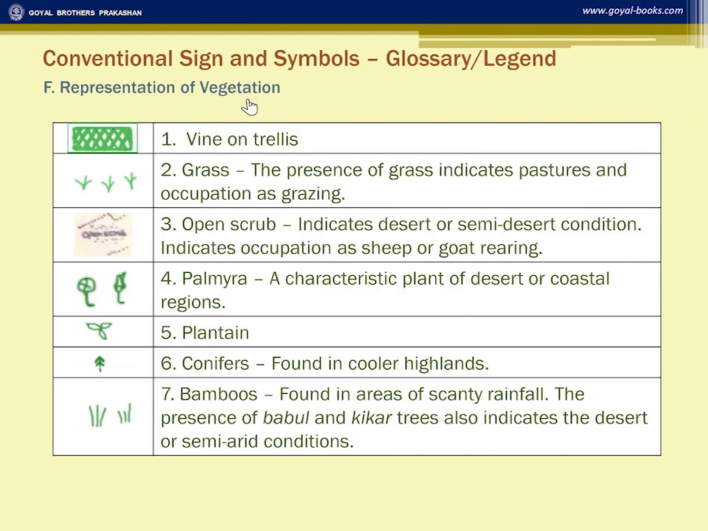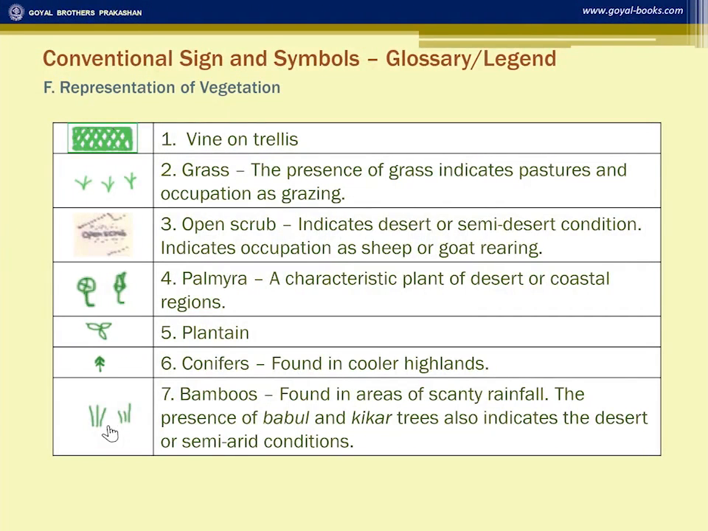Now we come to the vegetation. Vegetation on the survey sheet is always shown in green. As you can see, all grass is shown in green. All different kinds of symbols are used for Palmyra, for plantain, for coniferous tree, for bamboos.